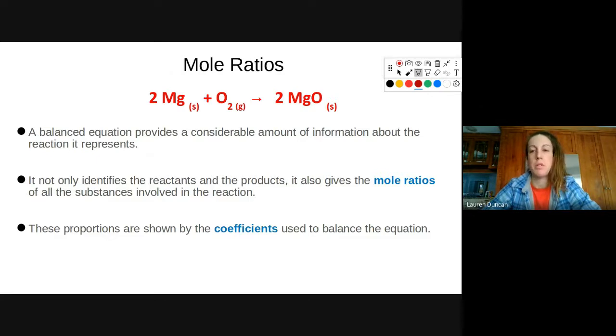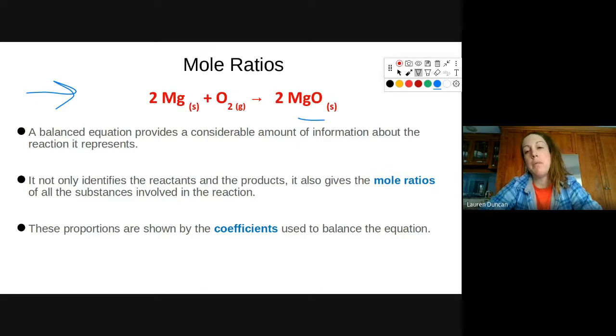All right, so here is a balanced chemical equation. Actually, we did this in the lab. Remember when we burned the magnesium and it was really bright and pretty cool? Let's say I wanted to do this synthesis reaction in red up here at the top. I want to combine magnesium and oxygen to make magnesium oxide.